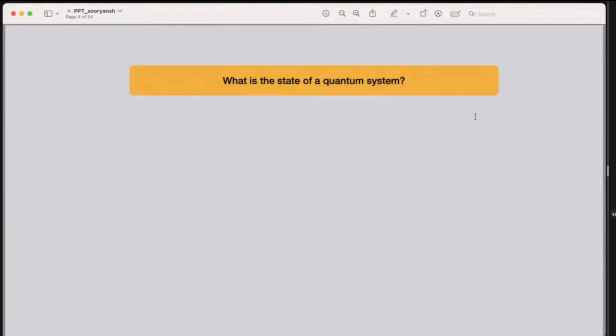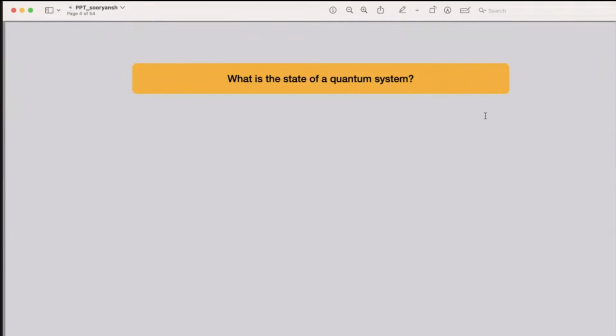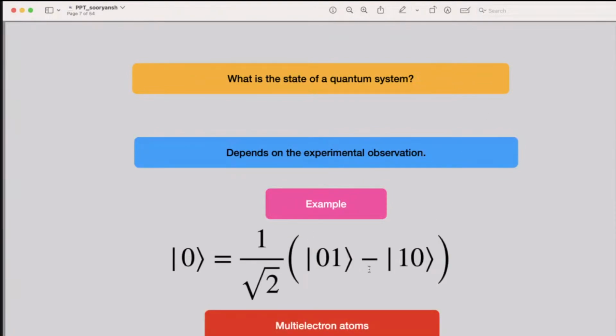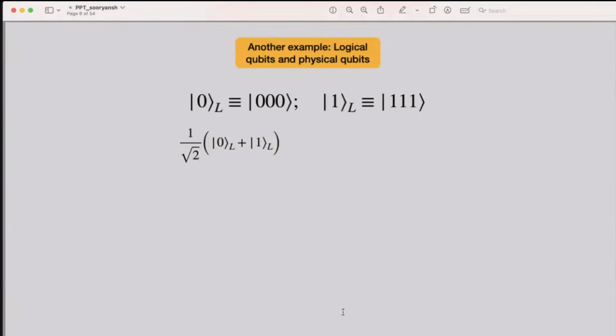So I will start by introduction. The first question with which we start is, what is the state of a quantum system? And the answer to that is, it depends on the experimental observation. What I mean by that is, suppose we designate some state as 0, but if we do a complete quantum state tomography, this may be equivalent to a Bell state. For example, we see it in multi-electron atoms where we define some term symbol. Another example in quantum information is logical qubits. So 0 logical and 1 logical are the logical states, but they may be built out of physical multi-qubit states.